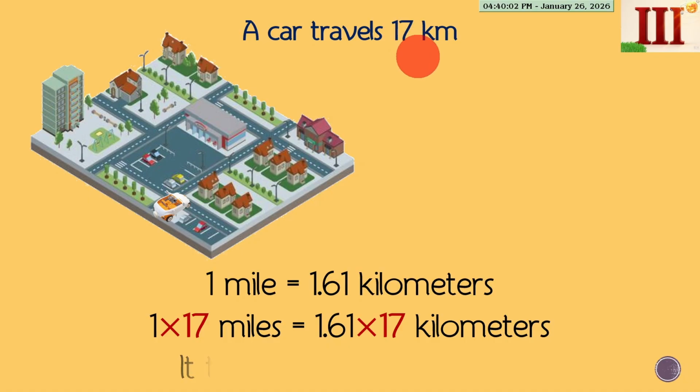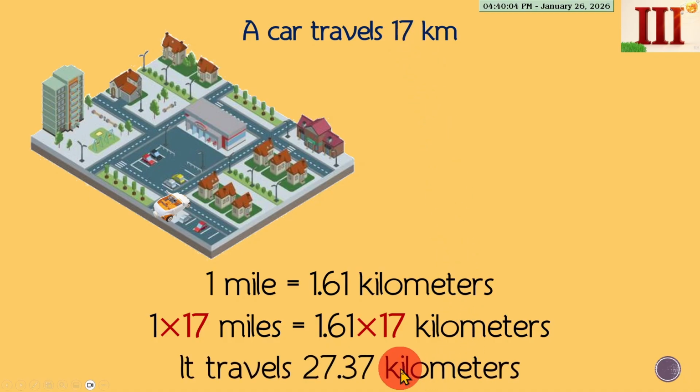Fortunately, I had the wrong unit here. It was saying miles, and my brain automatically kicked in and said, no, that's not right. So notice miles, miles, kilometers, kilometers, kilometers. So it travels 27.37 kilometers, based on multiplying the conversion that I figured out, which is 1 mile is 1.61 kilometers. Don't make that mistake in the exam.